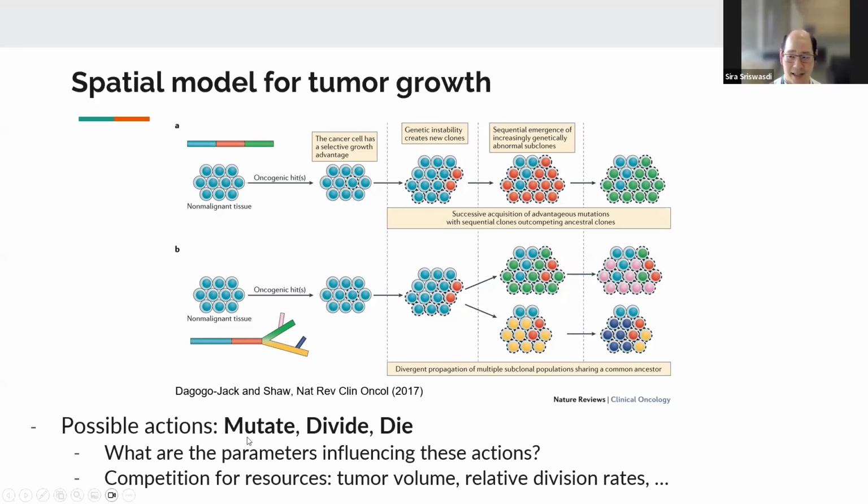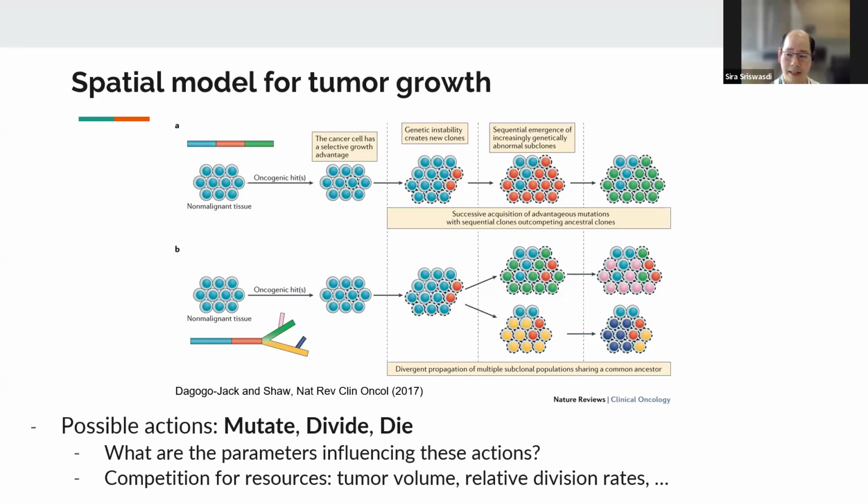Like what's the mutation rate? What's the rate of division for normal cells? What's the rate of division for the cancer cell? And what's the death rate? Like what's the rate at which normal cells are killed versus cancer? Cancer cells will survive longer because it turns off the cell death programming.